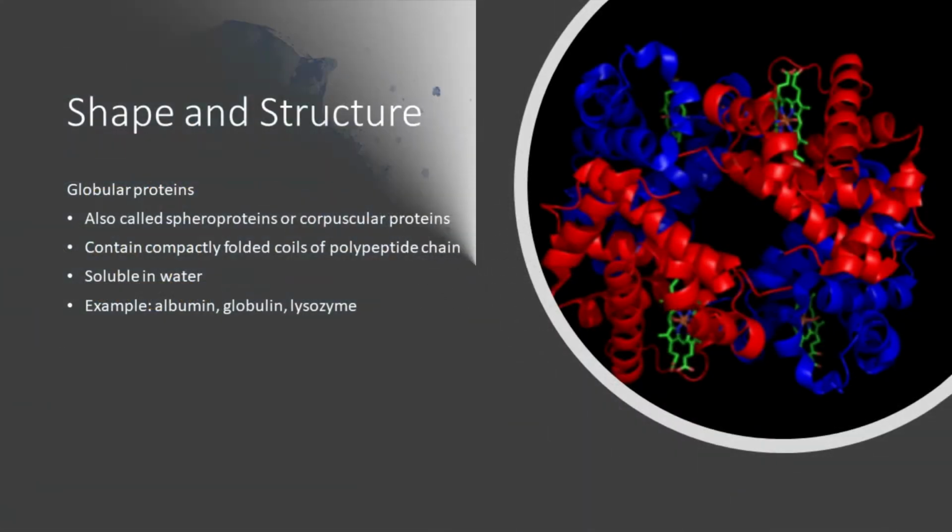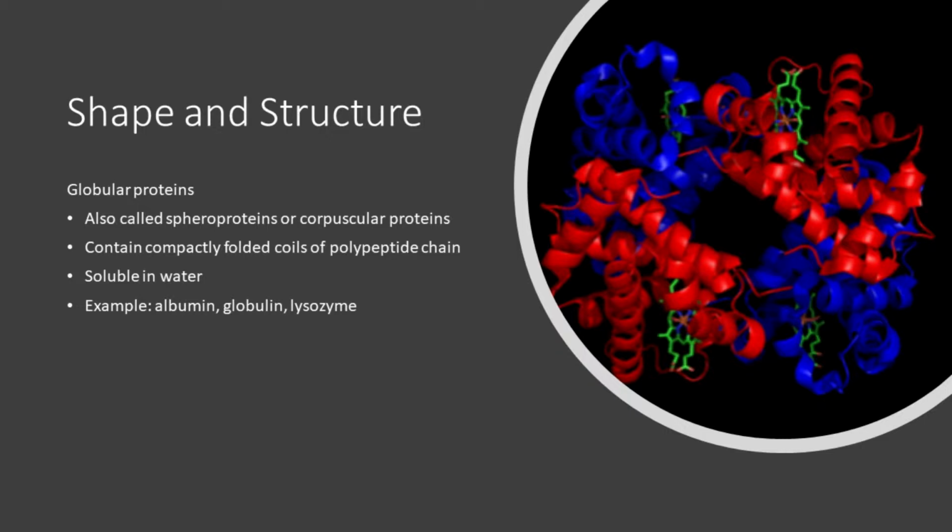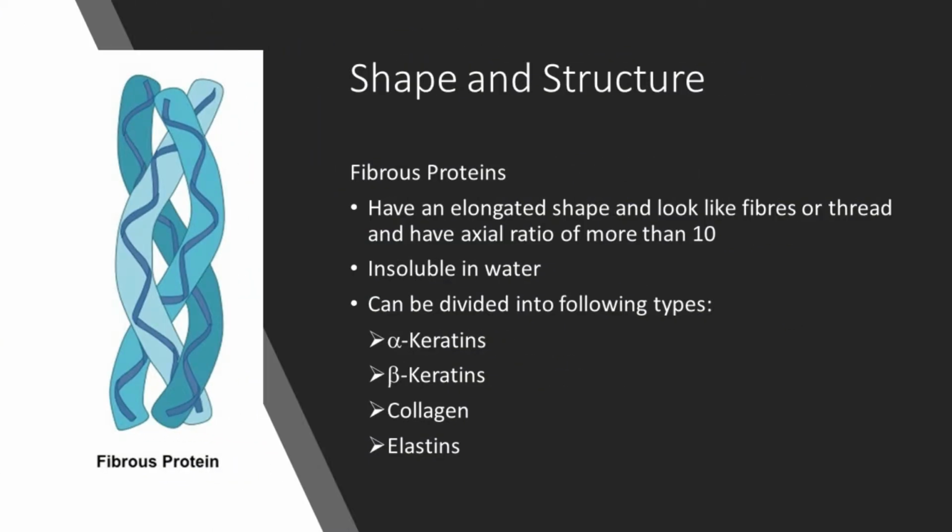Shape and structure. Globular proteins, also called spheroproteins or corpuscular proteins, contain compactly folded coils of polypeptide chain. It can soluble in water. Examples of globular protein are albumin, globulin, and lysozyme. Fibrous proteins have an elongated shape and look like fibers or thread and have axial ratio of more than 10. Insoluble in water. Can be divided into following types: alpha-keratins, beta-keratins, collagen, and elastins.